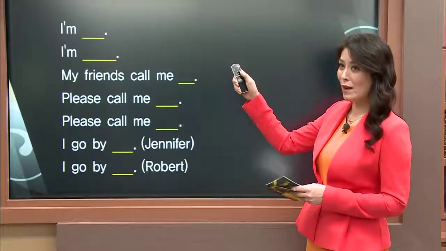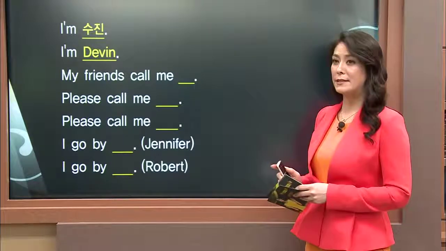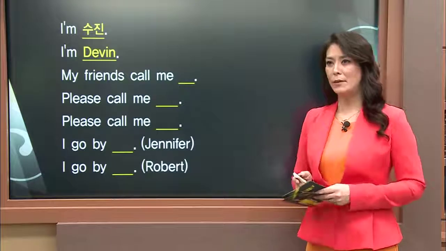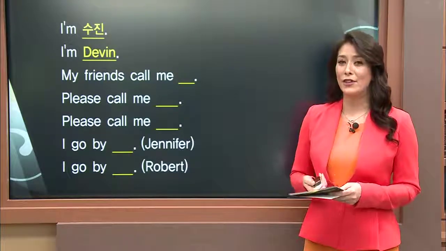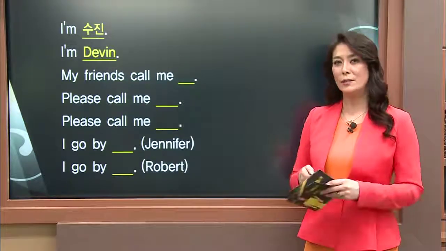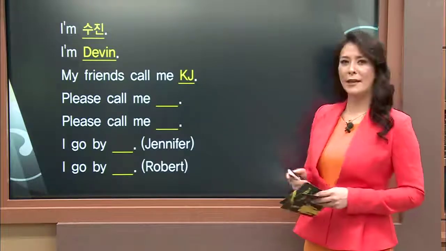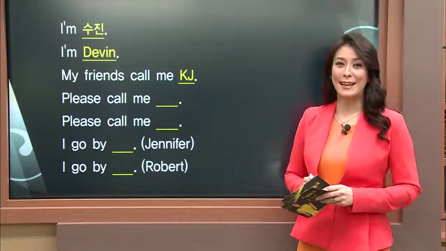The very simple ones, such as, "I'm Sujin," "I'm Devin," but you can say, "My friends call me so-and-so" as well. For example, my mother's name is Kyungja, and she goes by KJ. K for Kyung and J for Ja. So she tells people in a casual conversation, "My friends call me KJ." That's what you can perhaps say as well.